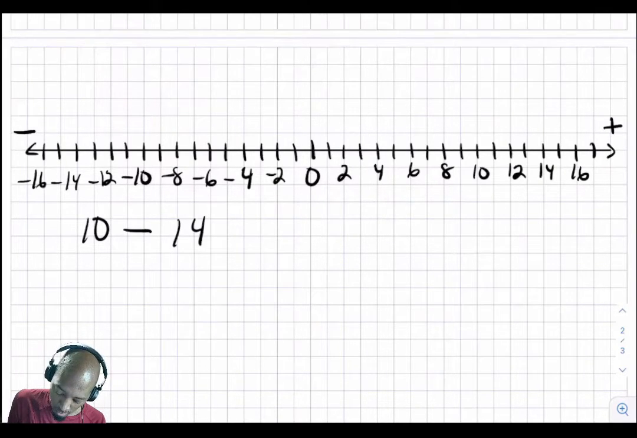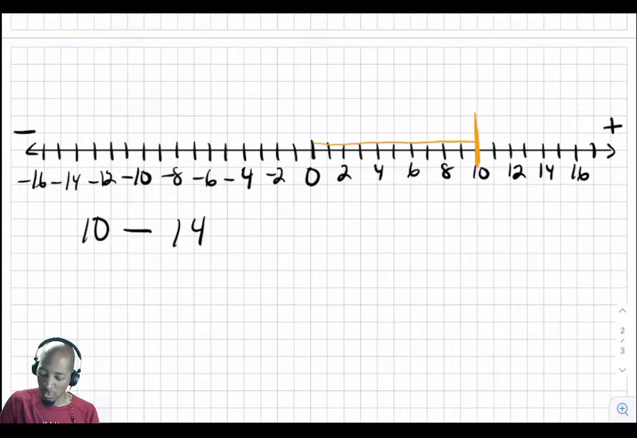All right, starting from our origin of 0. So I'm going to go 10 units to the right. All right, 10 units to the right. So we have 1, 2, 3, 4, 5, 6, 7, 8, 9, 10, and you see where it stopped. All right, so that's 10 or positive 10. So that's at positive 10.